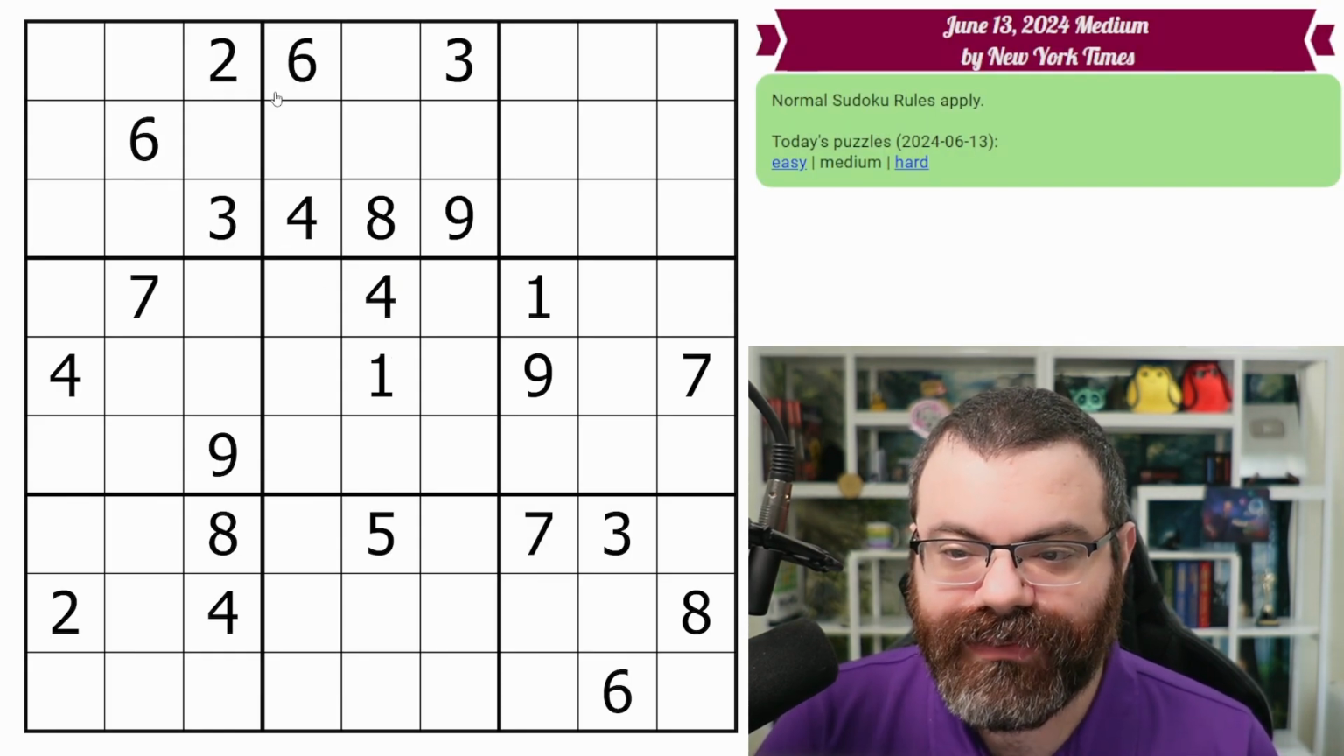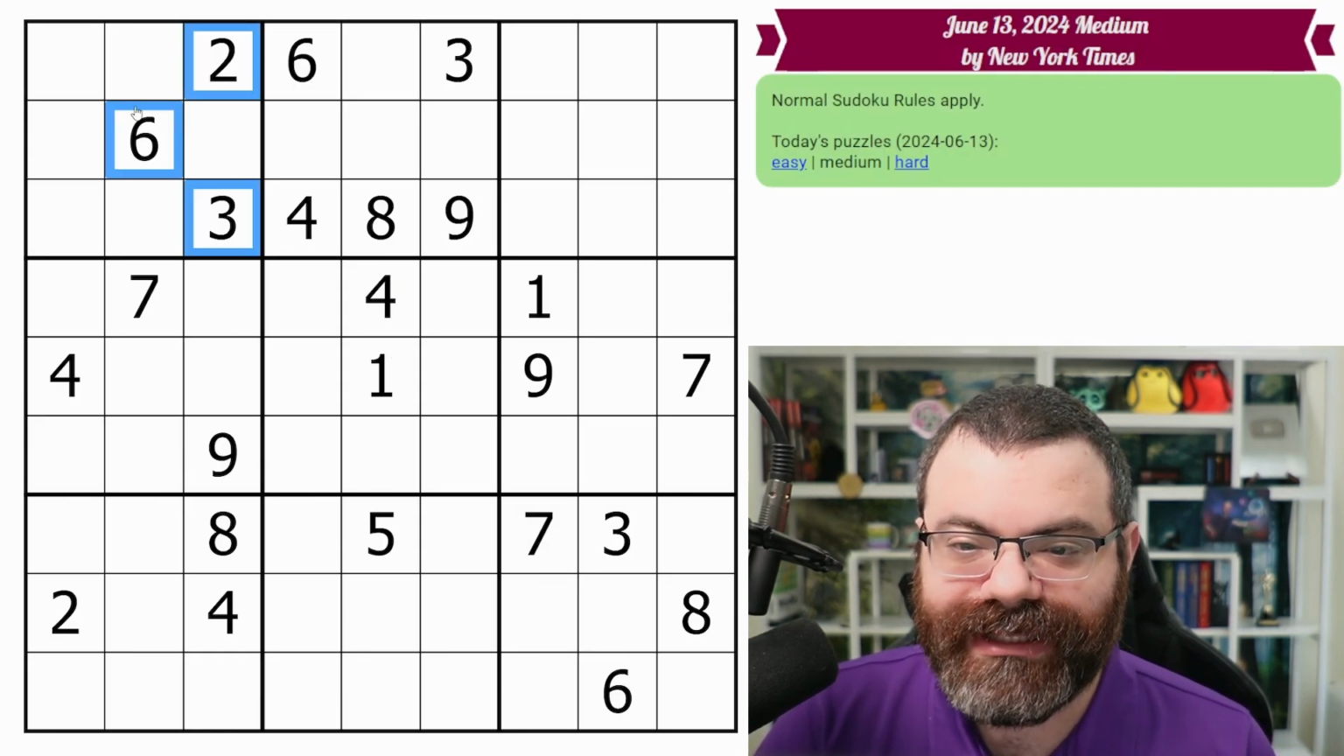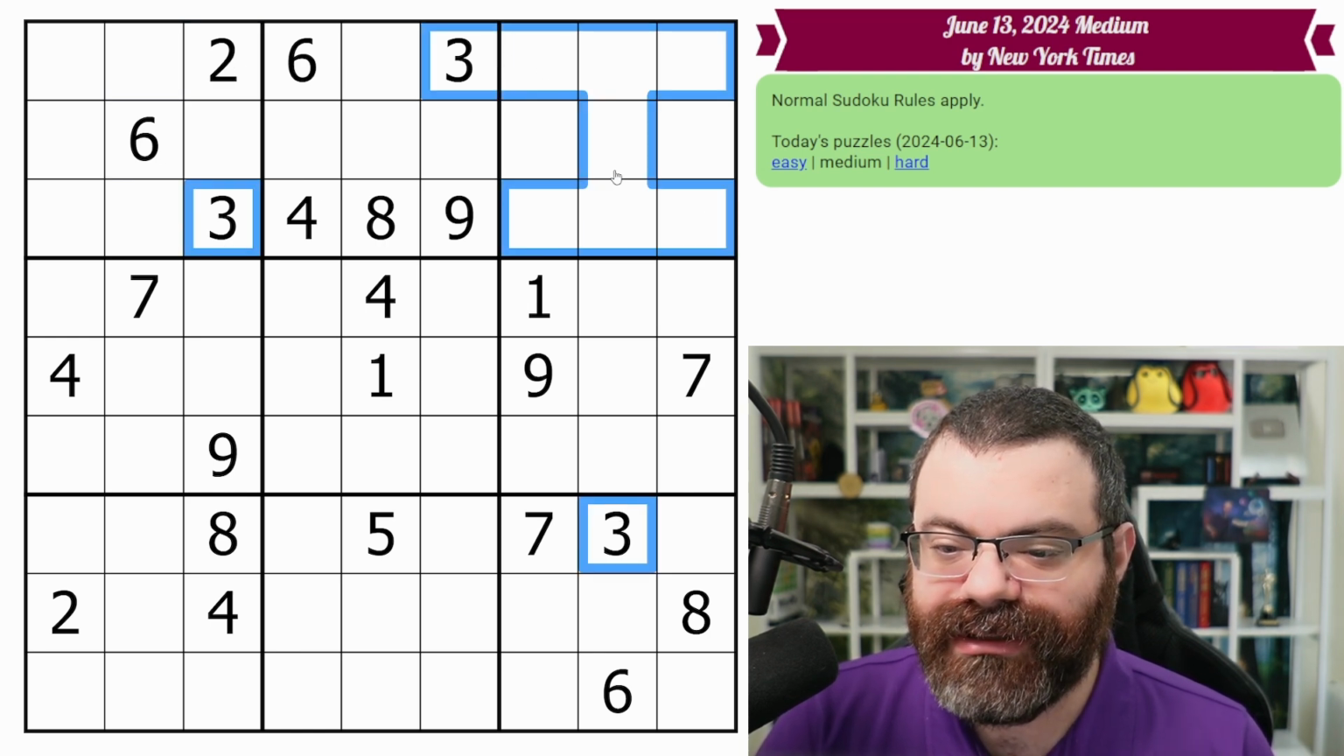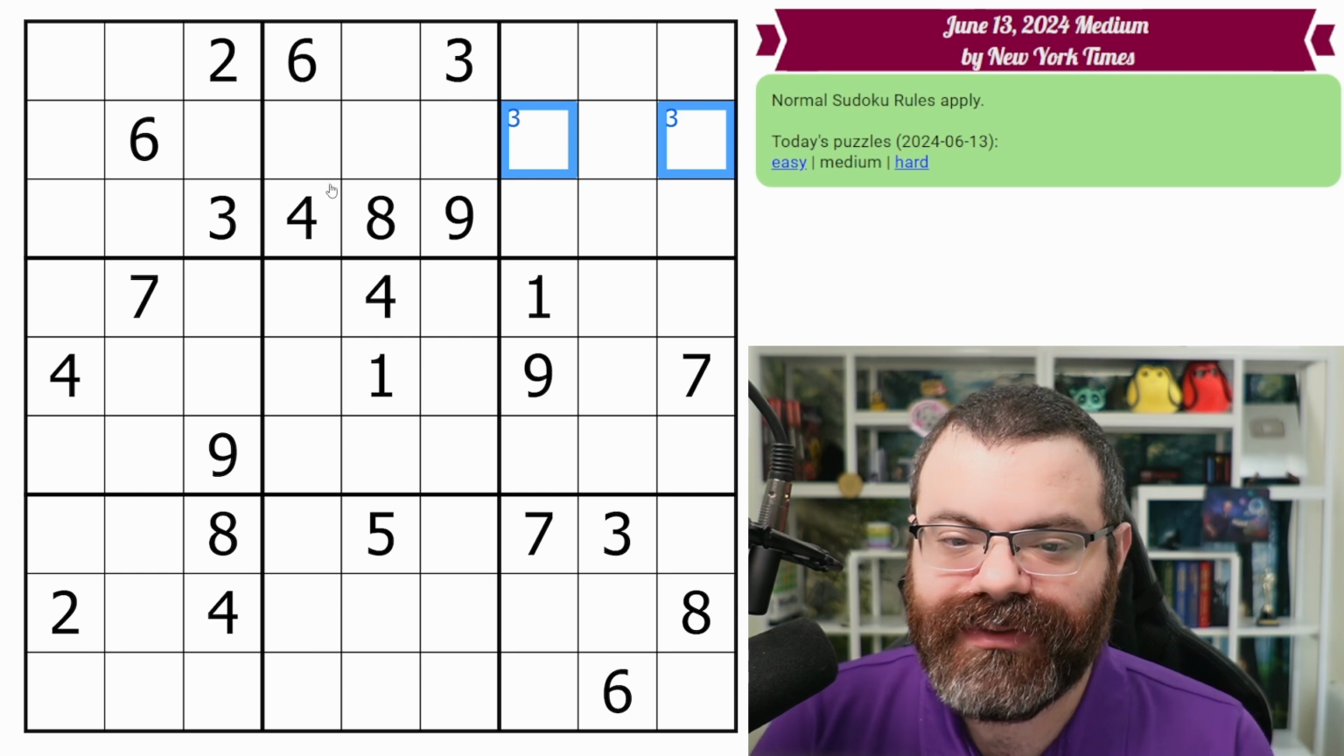Okay. So we're going to start with this box here. We have the 2, 3, and 6. The 2 does not have a buddy. The 3 does. So these 3s all look into this box, putting a 3 into one of these 2 cells.